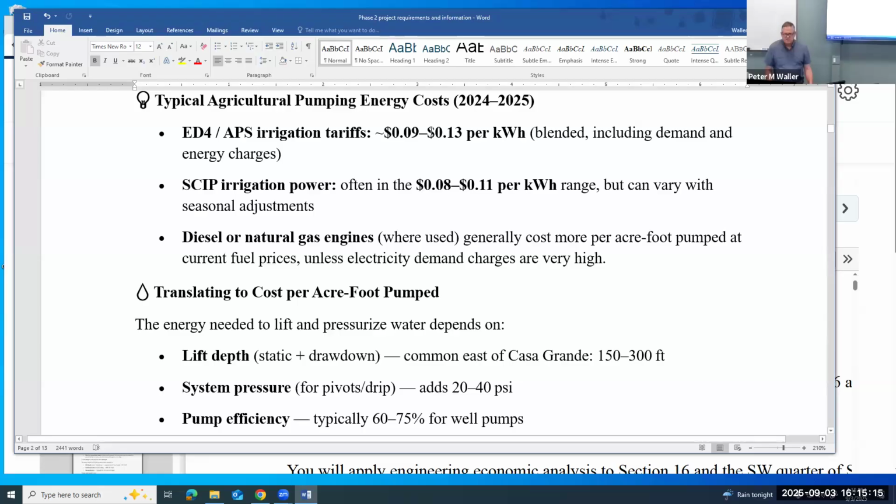Do you guys need any clarification on what a kilowatt hour is and cost per kilowatt hour? Pretty straightforward. You could use diesel or natural gas for your pump if you want to, but I think most of these guys are on electric power. There's Arizona Power, APS, and there's San Carlos Irrigation Power. Do we choose one of those? Well, I would just go with 12 cents a kilowatt hour.